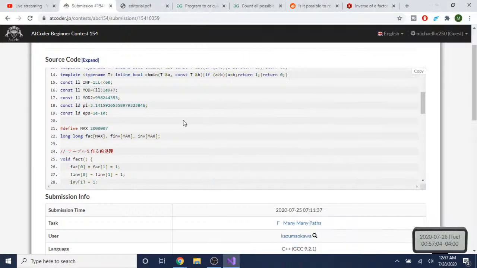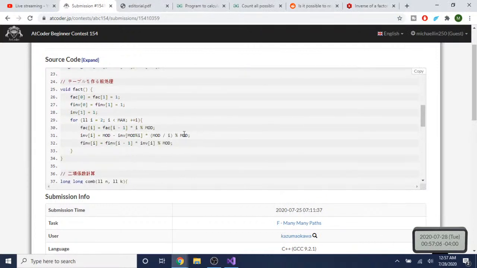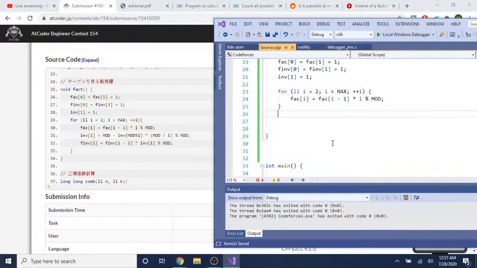Okay, that makes sense. This I don't understand. I do not understand this. I'm going to have to ask on Codeforces because I don't understand what they would mean here.